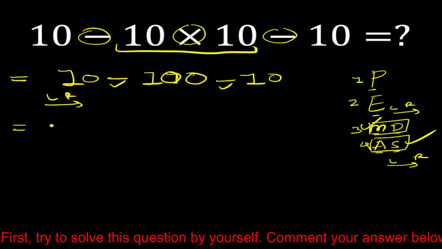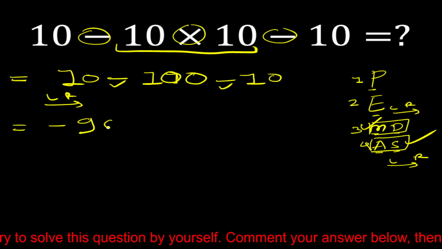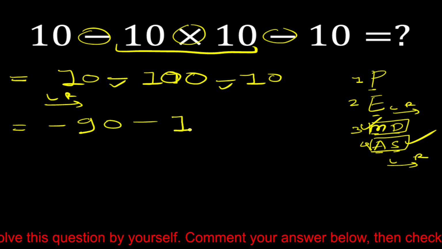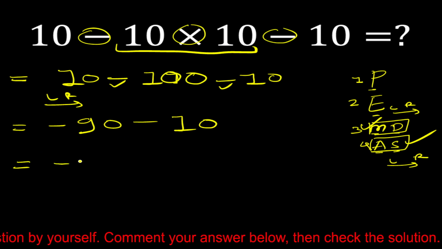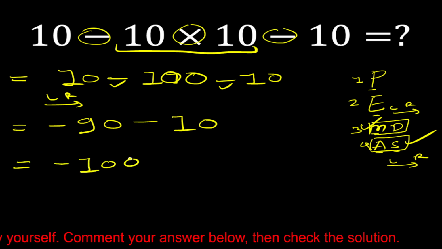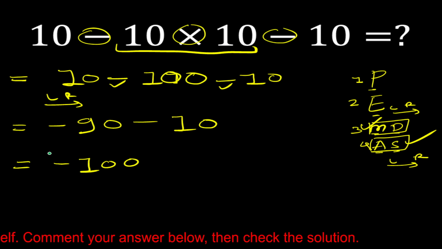So 10 minus 100 is equal to minus 90, minus 10. Okay, now minus 90 minus 10 is equal to minus 100. So the correct answer is minus 100.